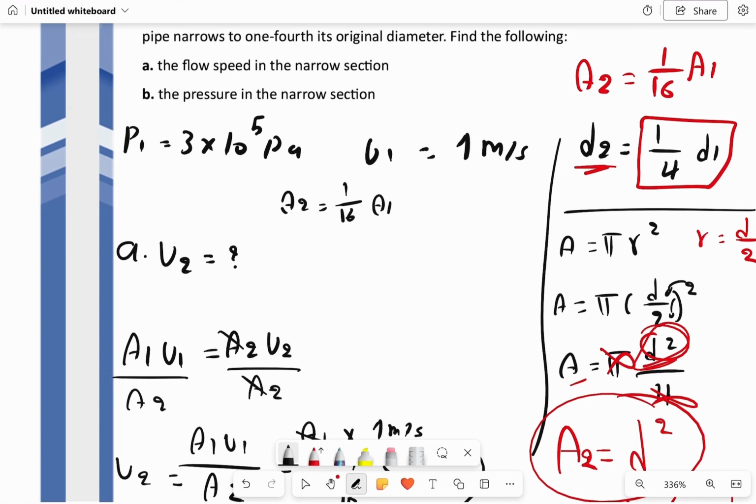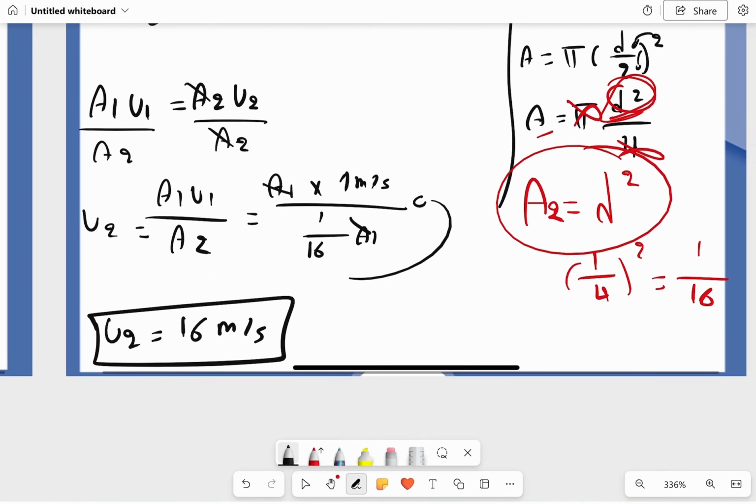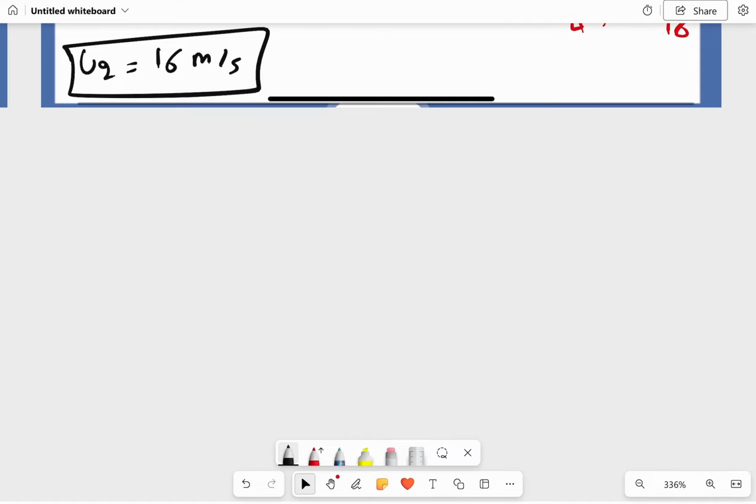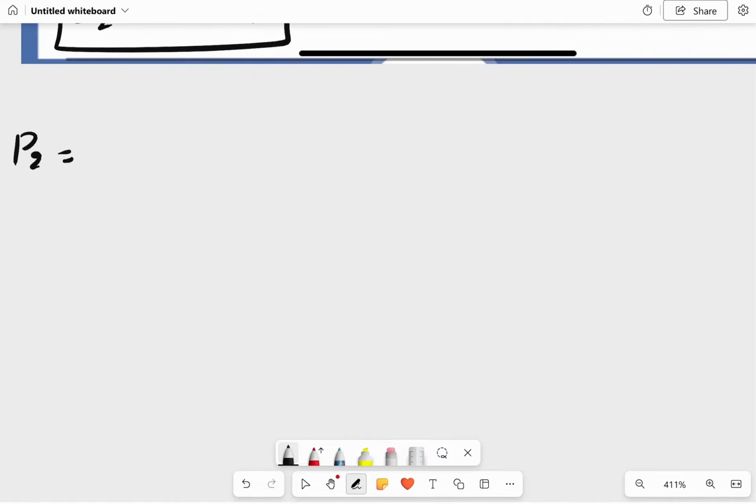Part B of the question says, the pressure in the narrow section. So it needs P2. P2 is equal to what? We had V1, which is equal to 1 meter per second.